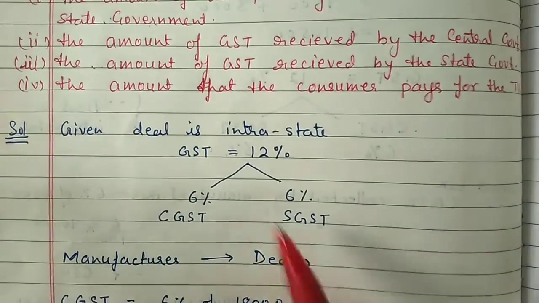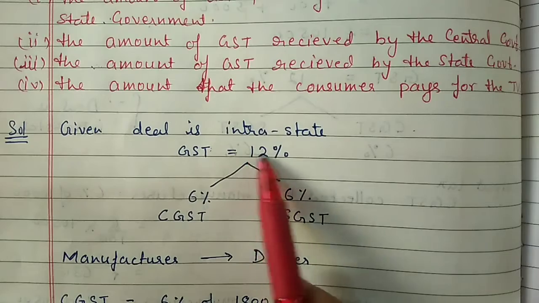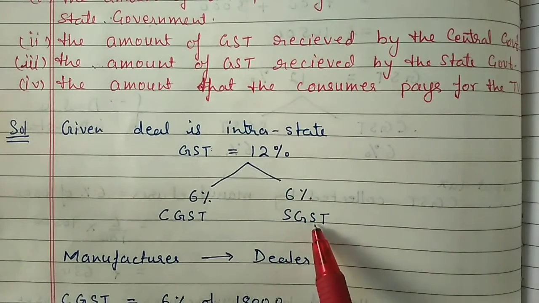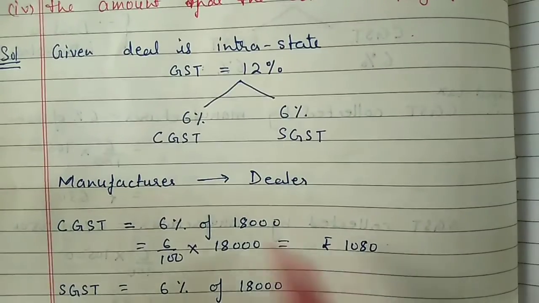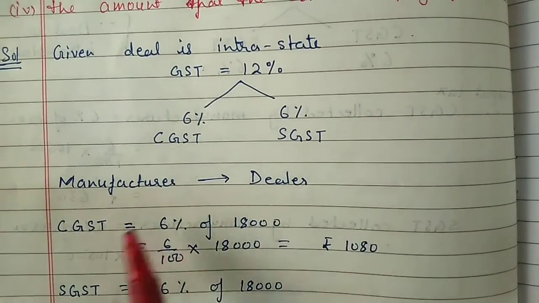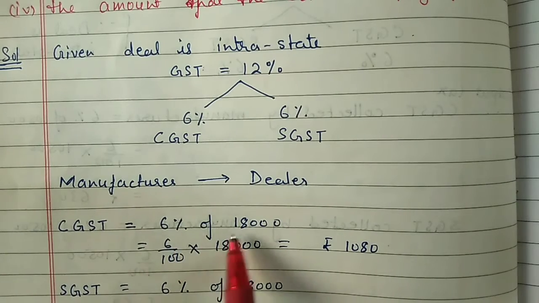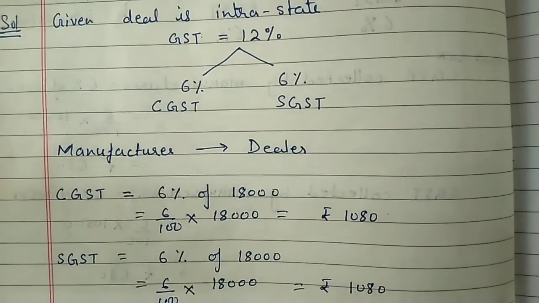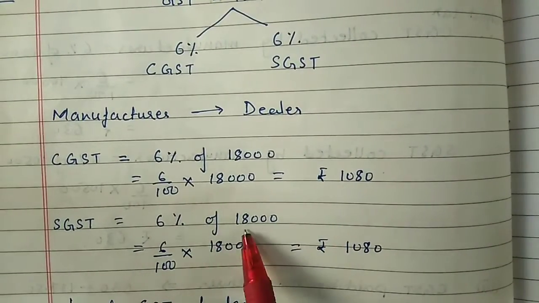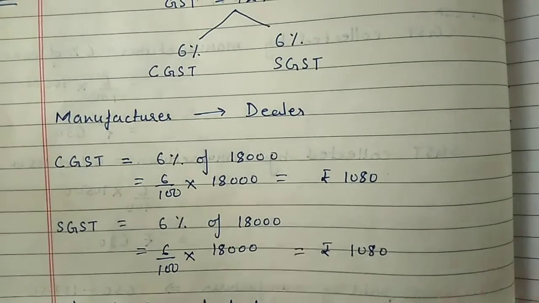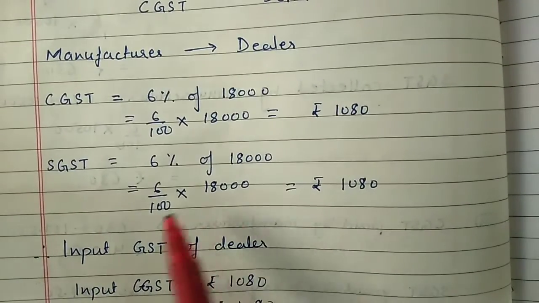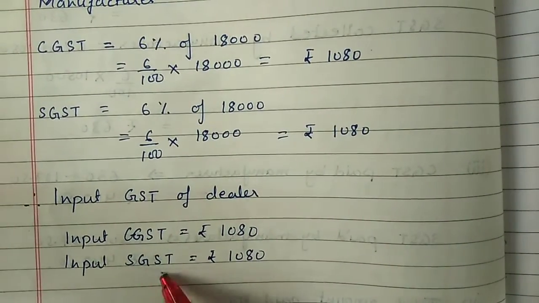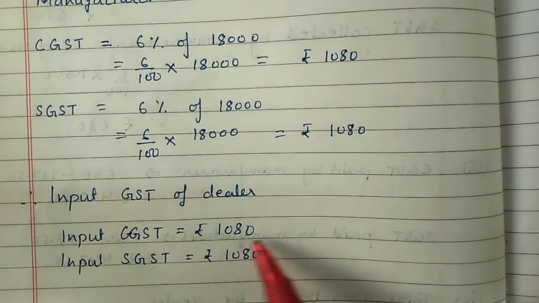So first, the deal is intrastate, it means 12% GST we have to divide in half, 6% CGST, 6% SGST. So first, manufacturer is selling to the dealer. In that case, CGST will be 6% of 18,000, that is equal to 1,080 rupees, and SGST will be 6% of 18,000 equal to 1,080 rupees. So input CGST and input SGST will be 1,080 rupees both.